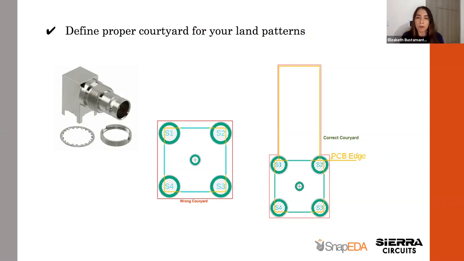We also have one more question. For SMT hand soldering, it's recommendable to use level A or bigger sizes.